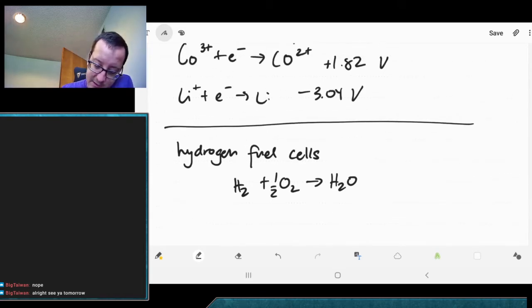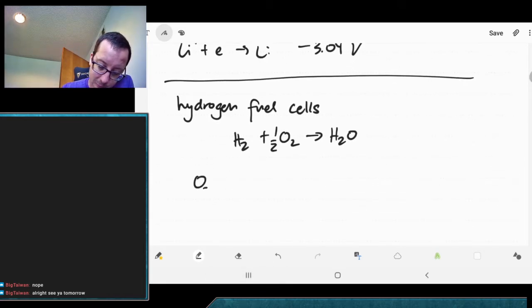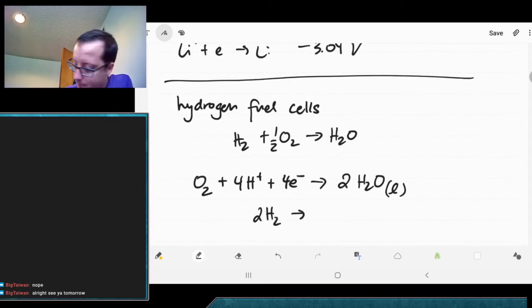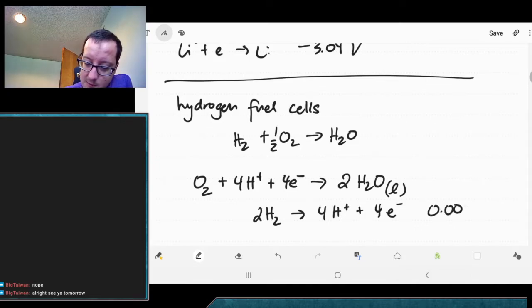If we look at the actual reactions happening with this, we have oxygen plus 4 hydrogens plus 4 electrons, turning into 2 waters. And then we have the hydrogen, of course. We turn this into the 4H+ and the 4 electrons rather. This, of course, is 0 volts.